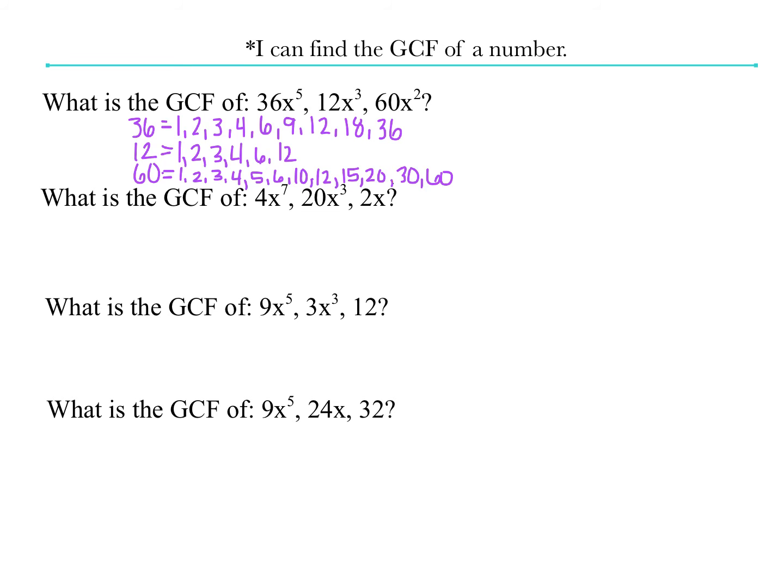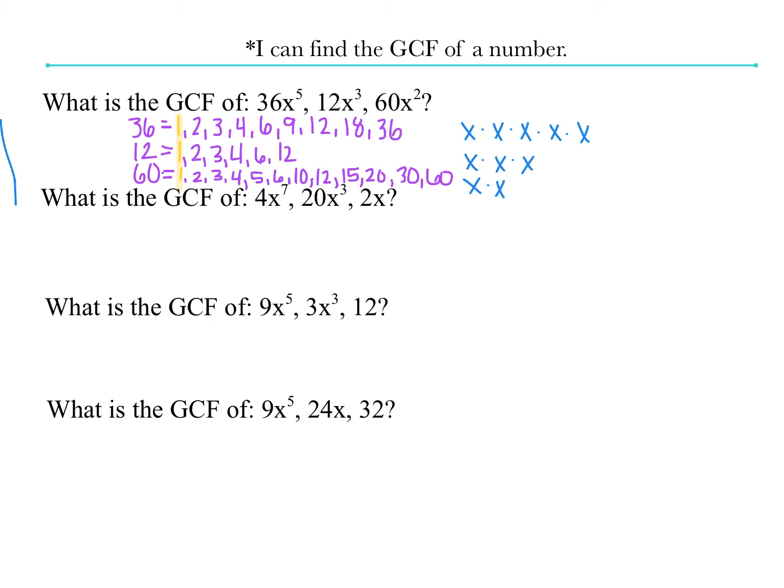So go ahead and look at the factors of 36, 12, and 60. And then I'm going to go ahead and list out the factors of x to the 5th, x to the 3rd, and x to the 2nd. So x to the 5th, and then it's 12x to the 3rd and 60x to the 2nd. So I'm going to go ahead and look at them separately. I'm going to find the greatest common factor of the numbers.